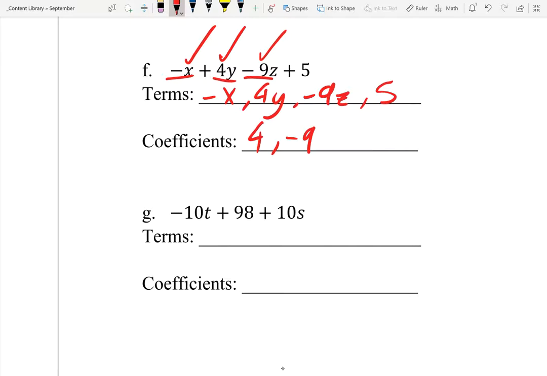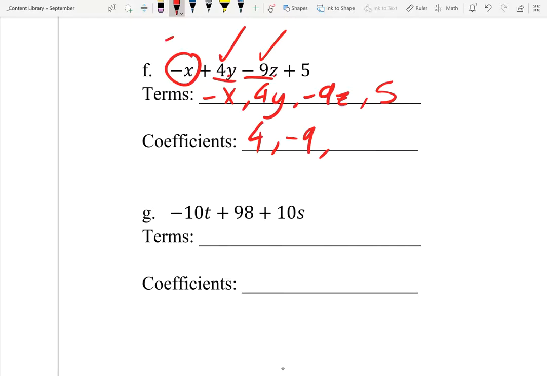We have three variables, x, y, and z, so I should have three coefficients. So what's the coefficient that goes with x? That's very curious, right? You can't say negative x because, again, you're not supposed to write the letter down. You're only supposed to write numbers here, okay? So the question is, what number is there in front of x? It's hiding, it's invisible, but it's there.